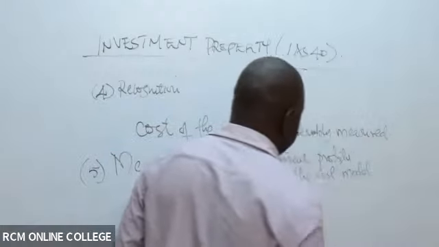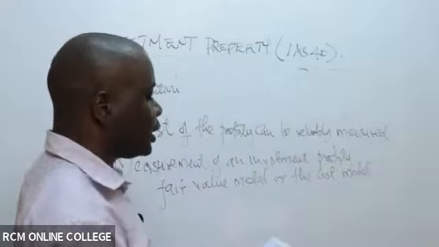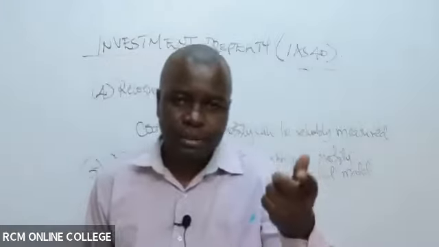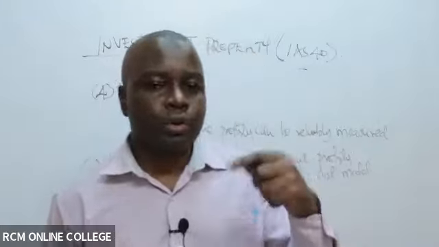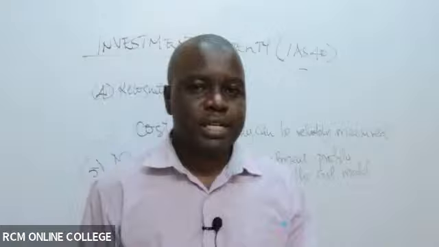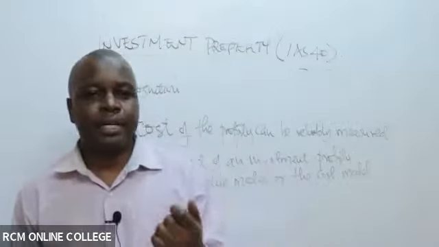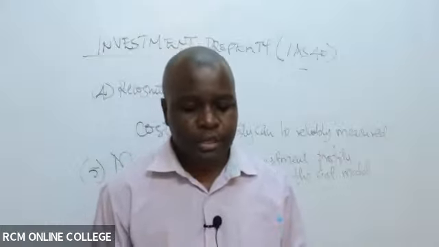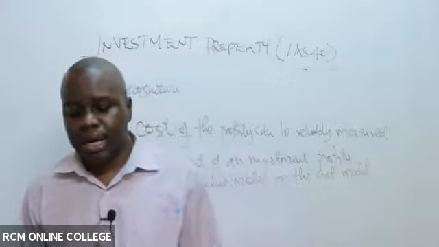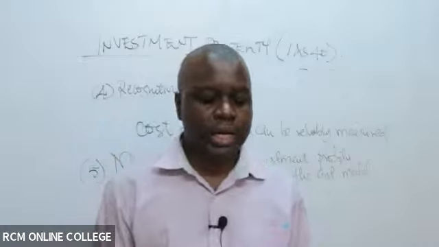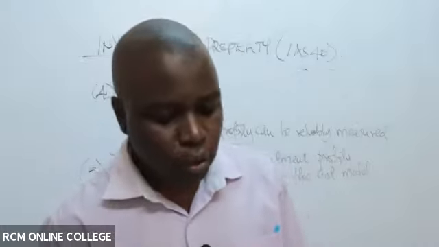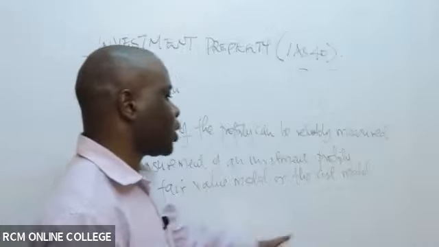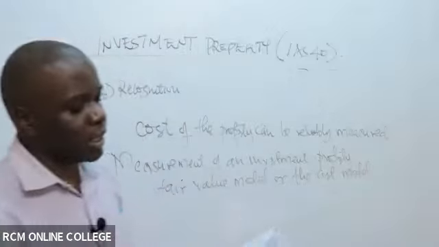So we are saying how it will be measured. Initially, when you buy it or construct it, you'll measure it at cost. But subsequently something could happen. It can depreciate, or some of them usually appreciate, for example, land. So it will initially be measured at cost and subsequently using the fair value model or the cost model.